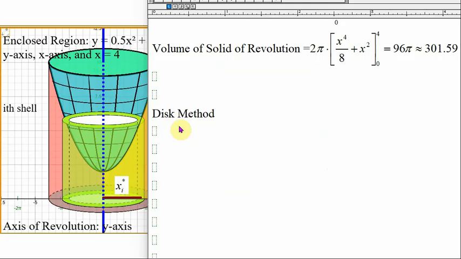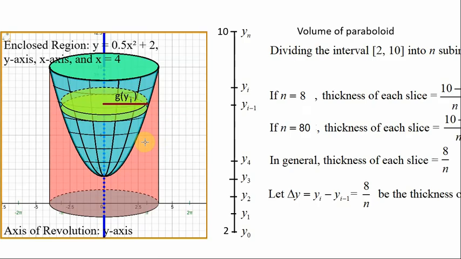And now let's find the volume of the solid of revolution using the disk method, and we will show that we'll get the same answer. To find the volume of this solid of revolution right here without the paraboloid, what we can do is find the volume of this paraboloid and then subtract it from the cylinder that's outside here. And so let's find the volume of this paraboloid right here.